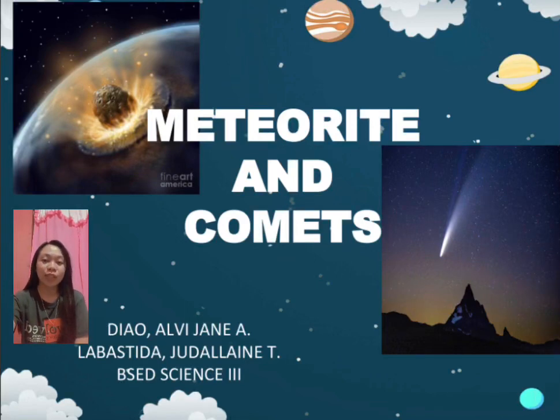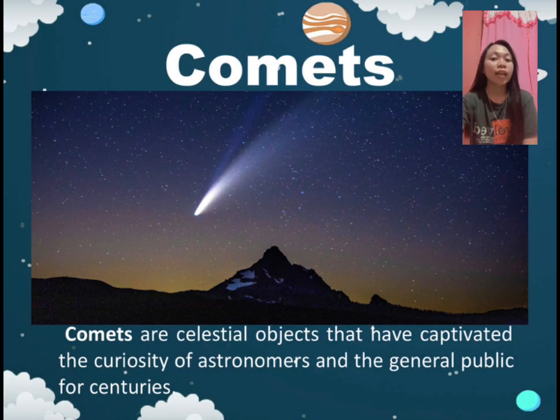Now that Alvin finished discussing the meteorite, let's proceed to comets. So let us first define what comets are. Comets are celestial objects that have captivated the curiosity of astronomers and the general public for centuries. With their brilliant tails and unpredictable appearances, comets have left lasting impressions in human history and scientific understanding. This report provides an overview of comets, including their characteristics, composition, formation, and significance in our solar system.